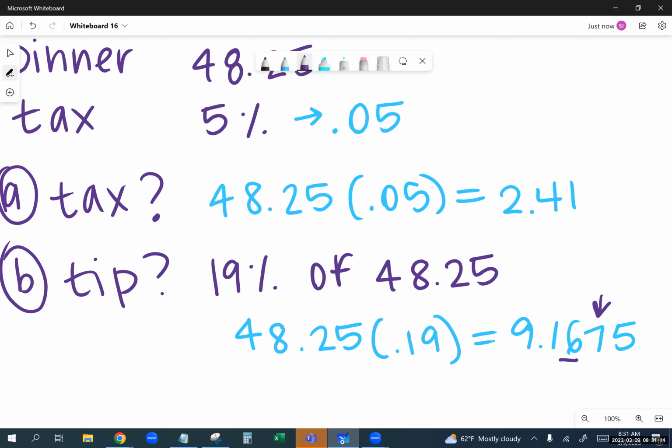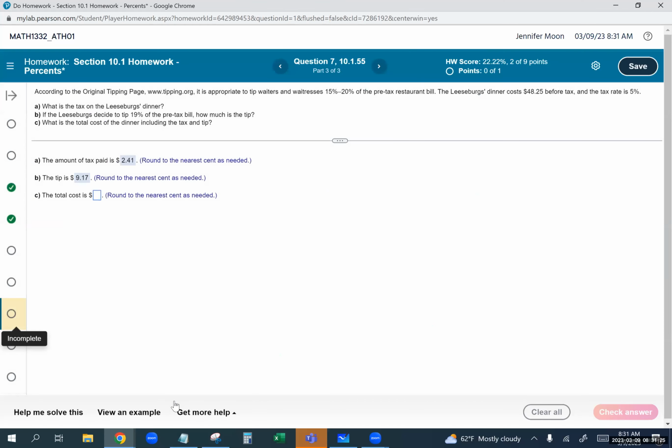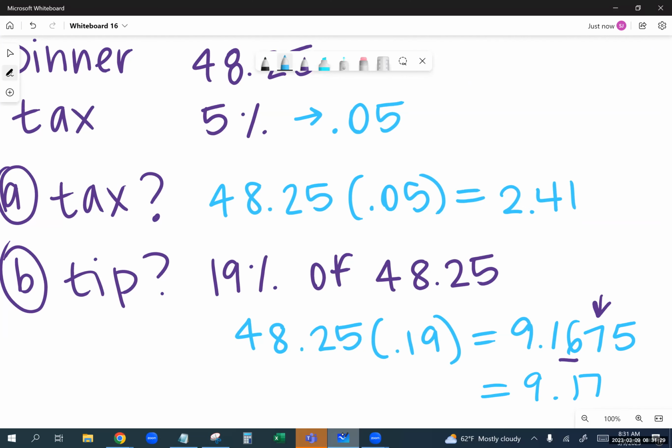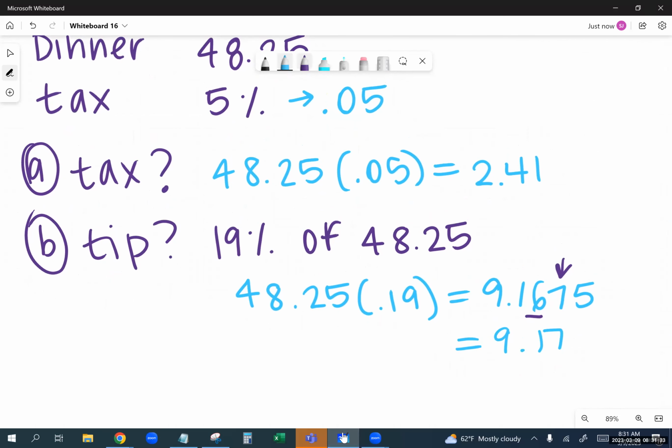This is where I look. That 7 tells me that I need to add 1, which is why their tip is $9.17. And so then it's going to tell you, great job. And then for part 3, it says the total cost is. So what we do for the total cost is you're going to take the amount of your dinner, the amount of the tax, and the amount of the tip, and you just add them all together.